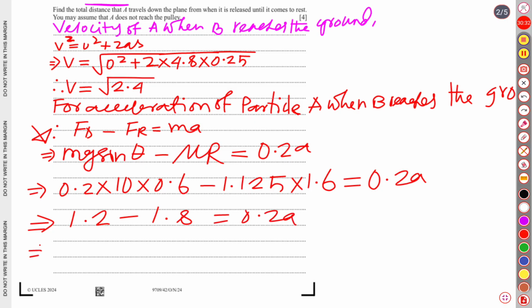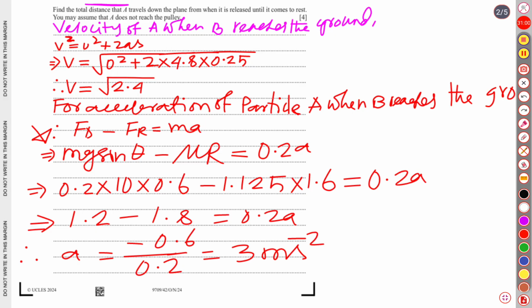So the acceleration is going to be, let us write the hence symbol here because it may be the last step for acceleration. So acceleration is negative 0.6 over 0.2, which is nothing but negative 3 meter per second squared. So this is the acceleration when B reaches the ground, but A was still moving downward.